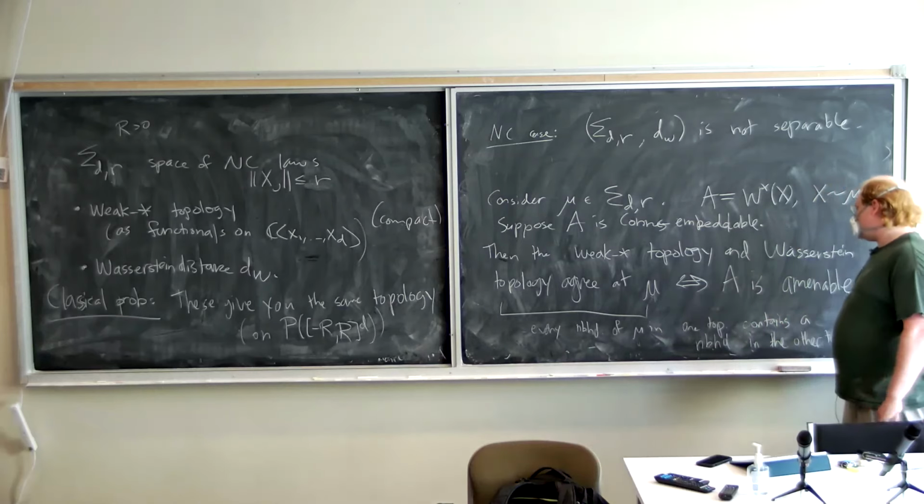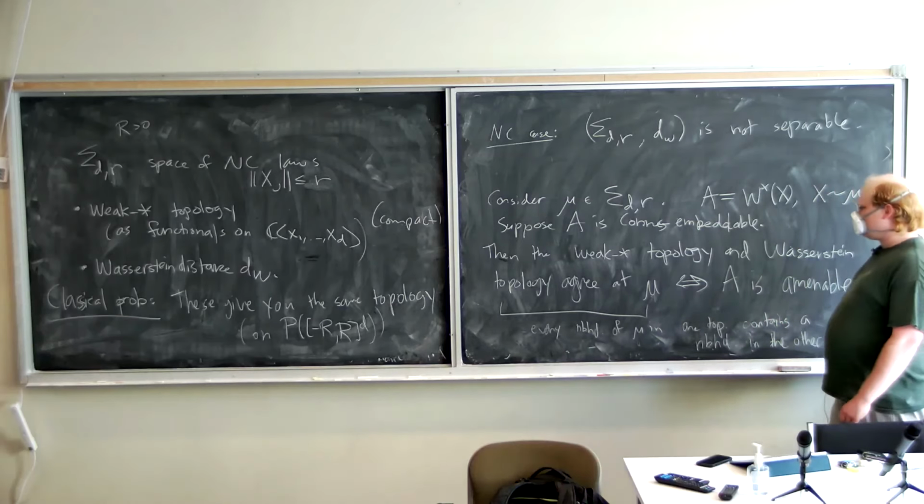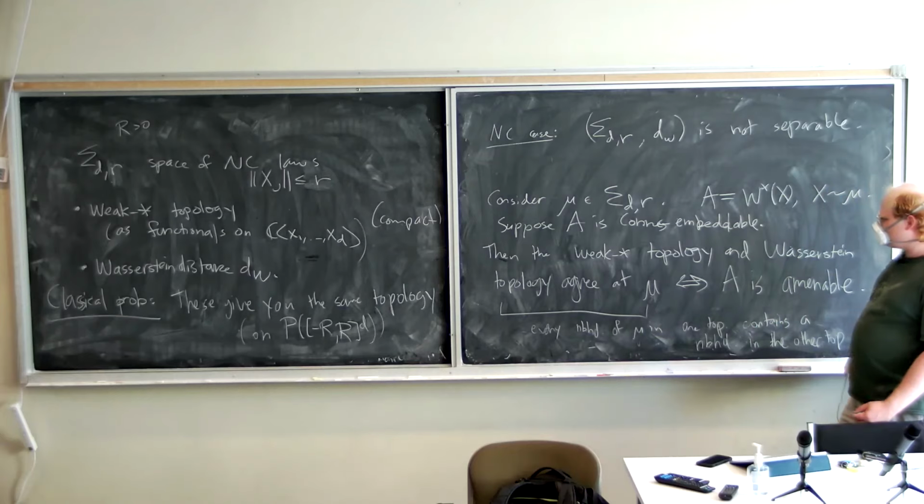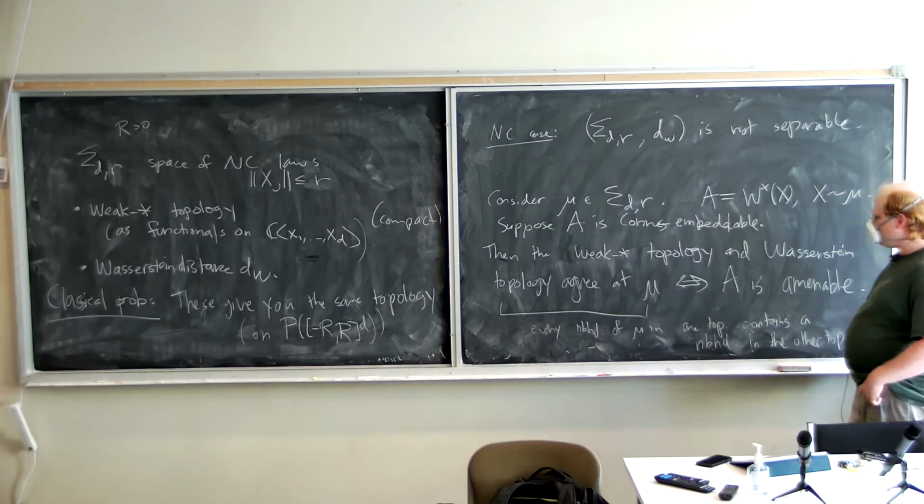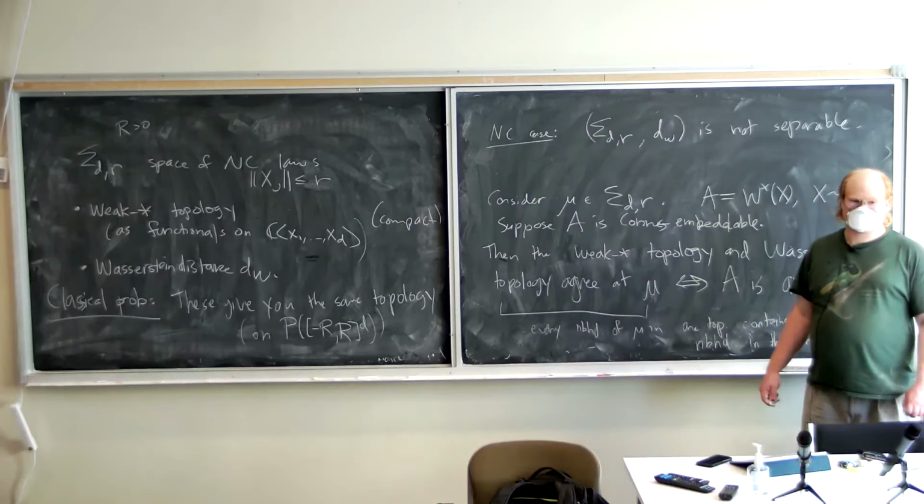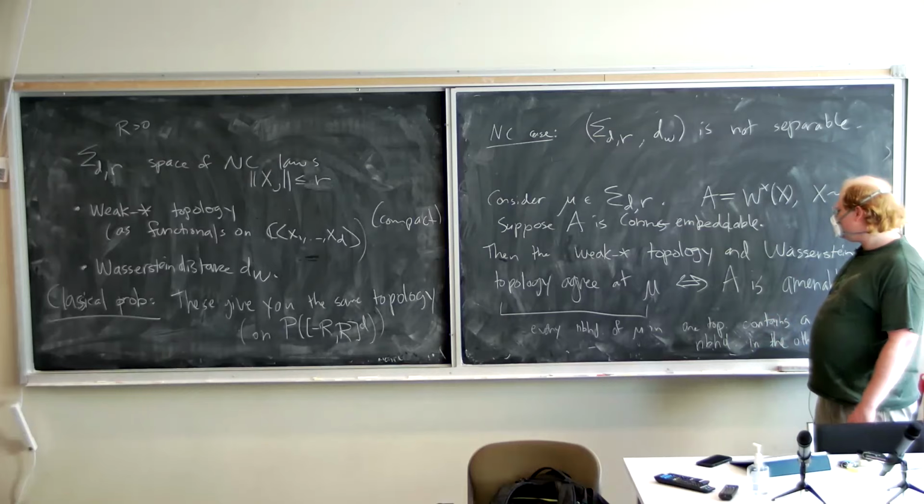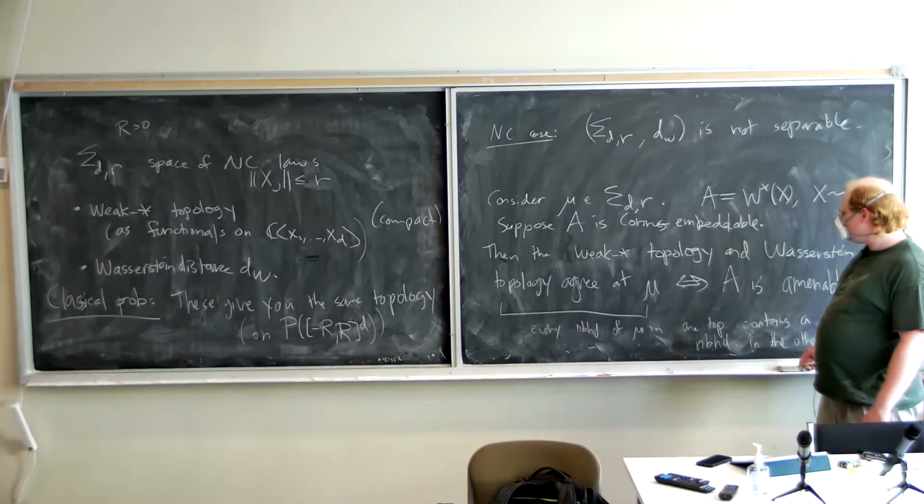Well, this is true everywhere. So they have the same topology, period, in the commutative case, in the classical case. What is mu? What's special about mu? Oh, A in particular actually is sensitive.